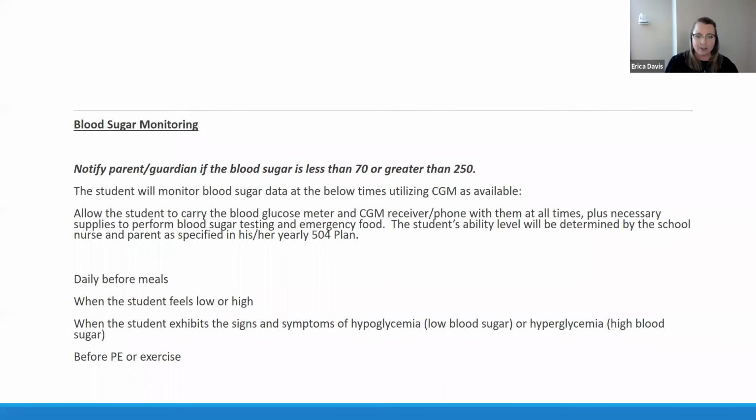And so we have also included in this section that the student should be allowed to carry their blood glucose meter or their CGM receiver or phone with them at all times, plus any necessary supplies to go along with blood glucose testing and emergency food. We've added the disclaimer in here that the student's ability level needs to be determined by the school nurse and the parent in that partnership with that 504 plan.